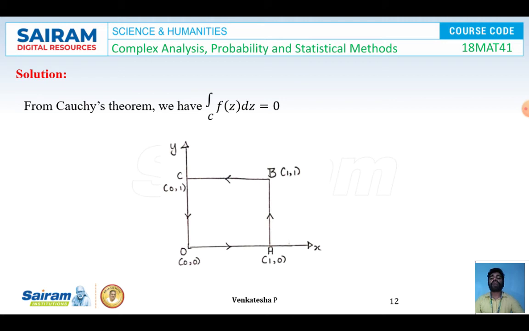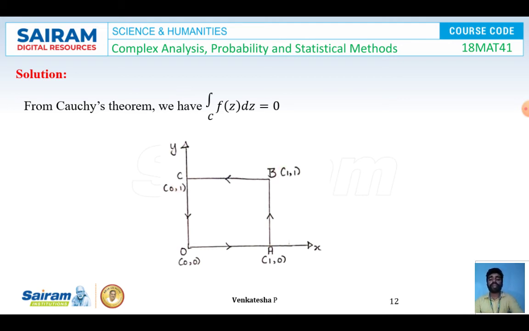So the given function is z square. I'll take the function as x plus iy whole square, which becomes x square minus y square plus 2ixy. Since the curve C is a square with the vertices (0,0), (1,0), (1,1), (0,1), I'm plotting that. In the XOY plane, I'm taking the point (0,0) at the origin. The point (1,0) I took on the positive x axis. The point (0,1) I took on the positive y axis. I took the point (1,1) here.